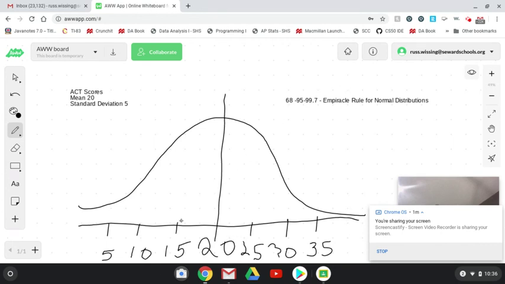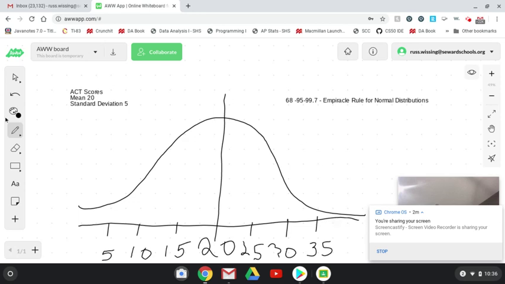So between a score of 15 and 25, 68% of the people that take the test will score in that range. Okay, 95% will score between a 10 and a 30 if the mean was 20 and the standard deviation is 5. And 99.7%, or almost everyone, will score between a 5 and a 35.